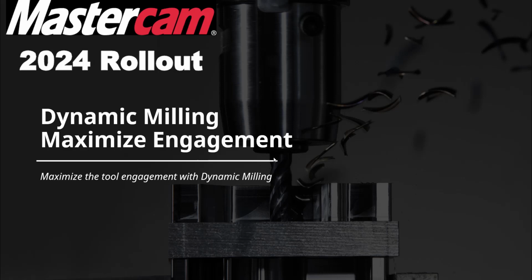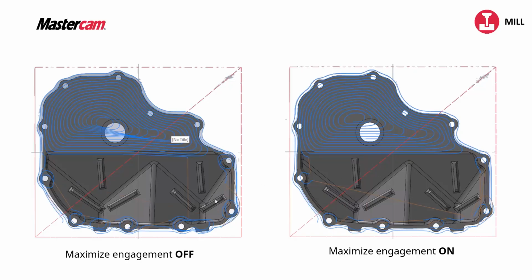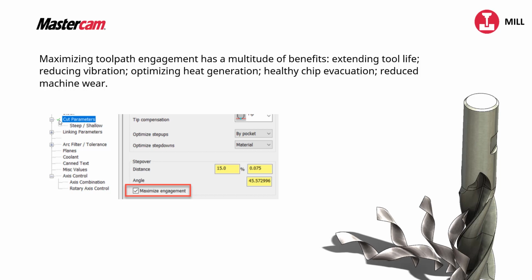We also see some enhancements to dynamic milling in Mastercam 2024. Dynamic milling and OptiRough are probably some of our flagship roughing toolpaths. It's kind of my go-to for roughing. We see enhancement to it in 2024. Here's kind of a before and after using this new enhancement. I'm going to come back to this slide, but what we have is just a simple checkbox, maximize engagement. Let's take a look at this in Mastercam, see what this does.